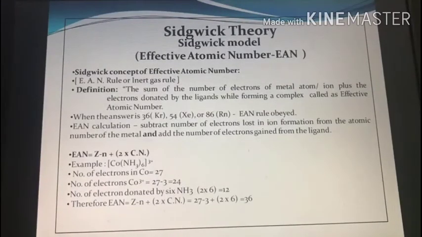Finally, putting all these values in the formula, it will be 27 minus 3 plus 6 into 2 equal to 36. 36 is the atomic number of krypton. Therefore, it is assumed that this complex is obeying the effective atomic number rule.